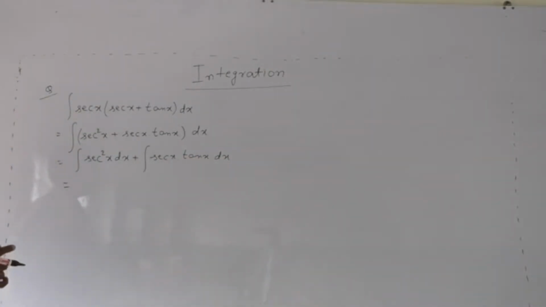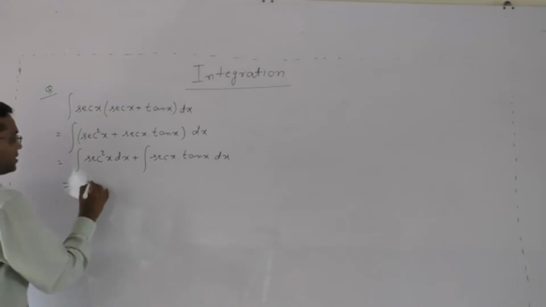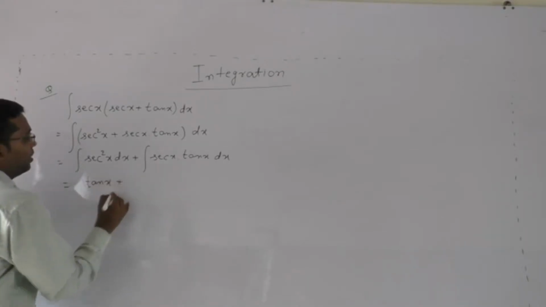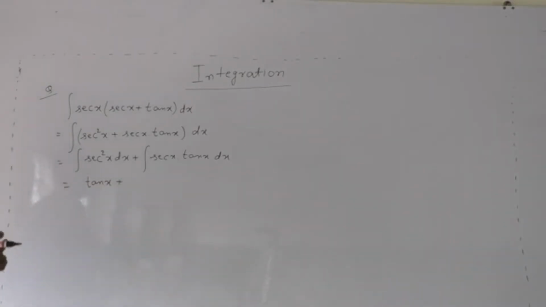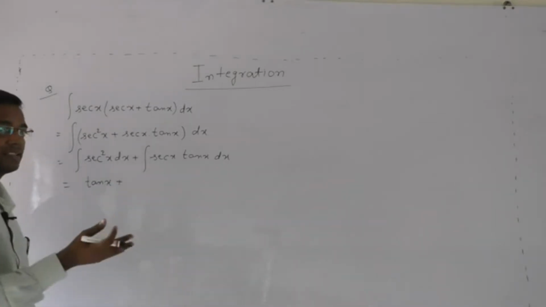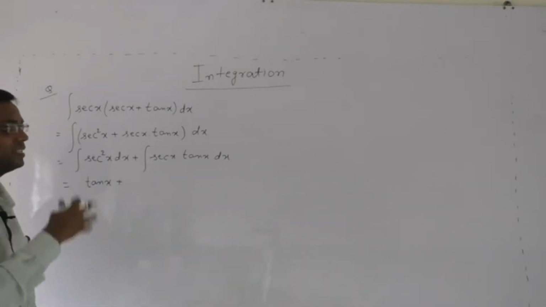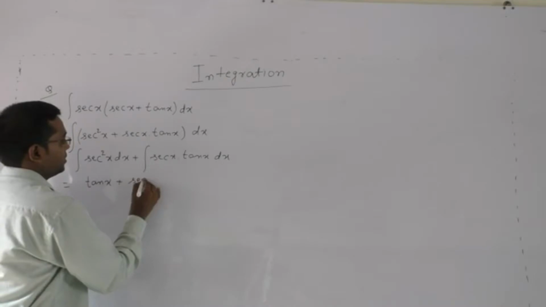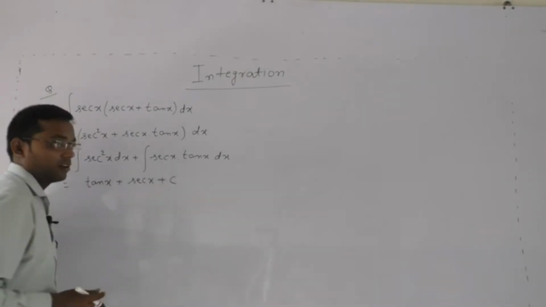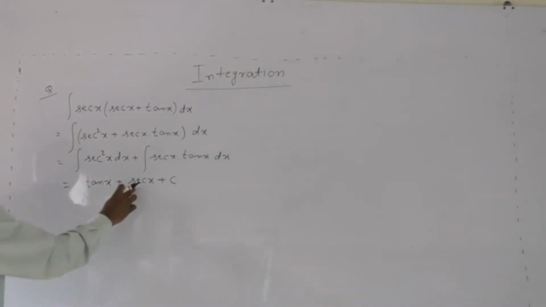Now we know the differentiation of tan x is sec square x, hence the integration of sec square x will be tan x. Similarly, the differentiation of sec x is sec x into tan x, so the integration of sec x into tan x will be sec x plus an integral constant. So this is the integration of this function. Let's see next question.